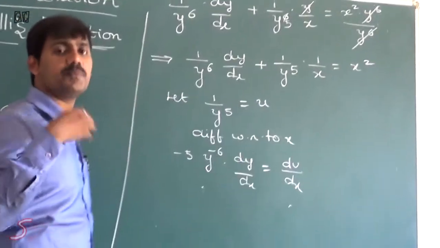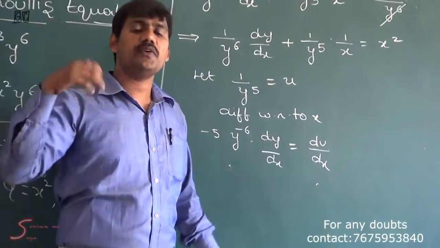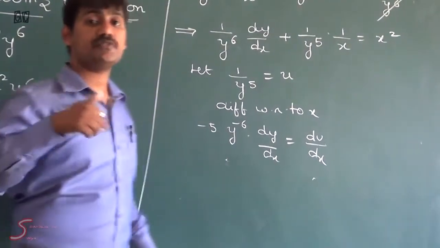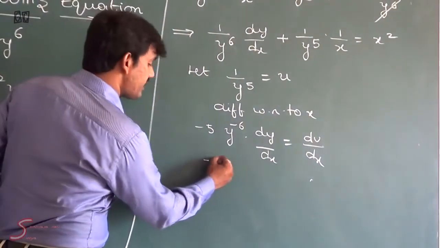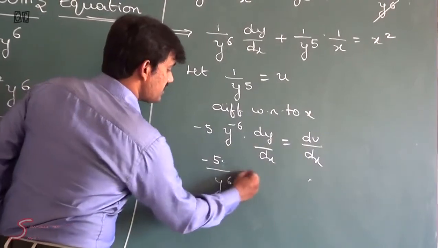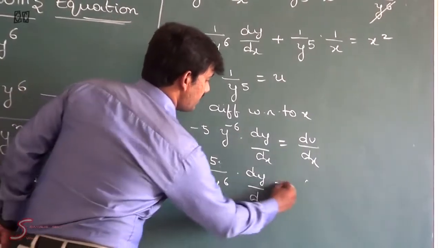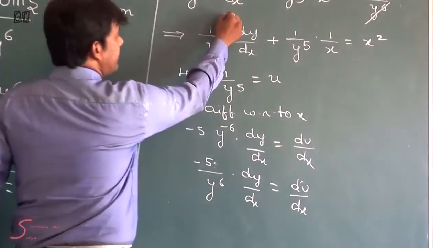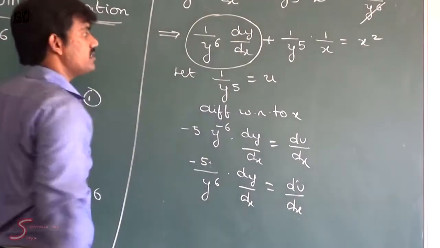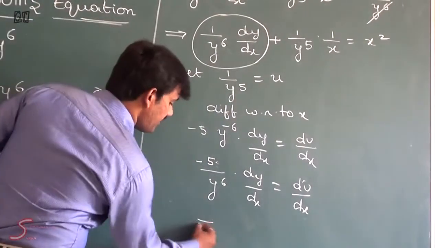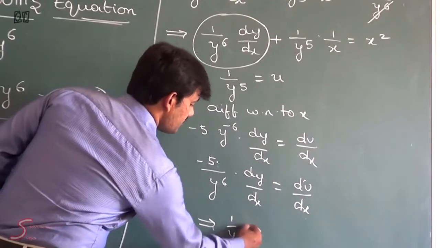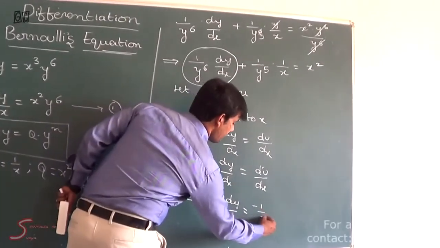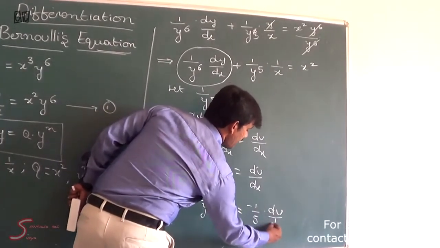Here we use the rule that the derivative of x power n is n into x power n minus 1. The same way, differentiating y power minus 5 gives minus 5 into y power minus 5 minus 1, that is y power minus 6. So this can be written as minus 5 by y power 6 times dy by dx equal to du by dx. Now my aim is to find 1 by y power 6 into dy by dx, which equals minus 1 by 5 times du by dx.